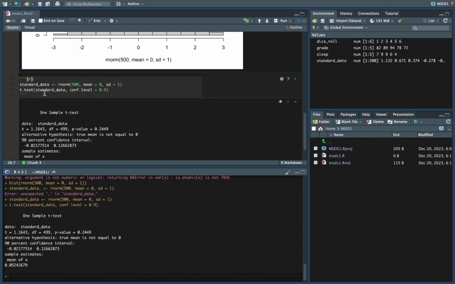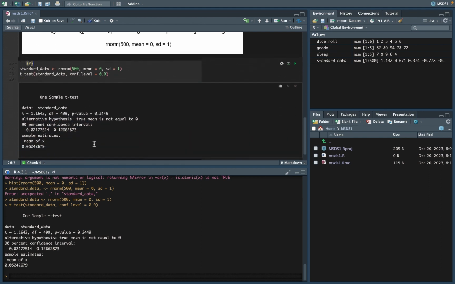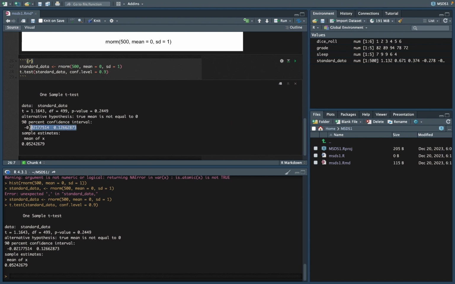And so if I do a t-test of the standard normal distribution with the confidence level of 0.9, even before looking at the result, I can tell that my confidence interval will be really low because my standard deviation is low and my sample size is high. So the 90% confidence will be given around right here. So negative 0.02 to 0.12. Because it's a normal distribution, I could get a new one every time I recall it. If I output it again, I will get a different confidence interval. But generally, they should all be pretty low.